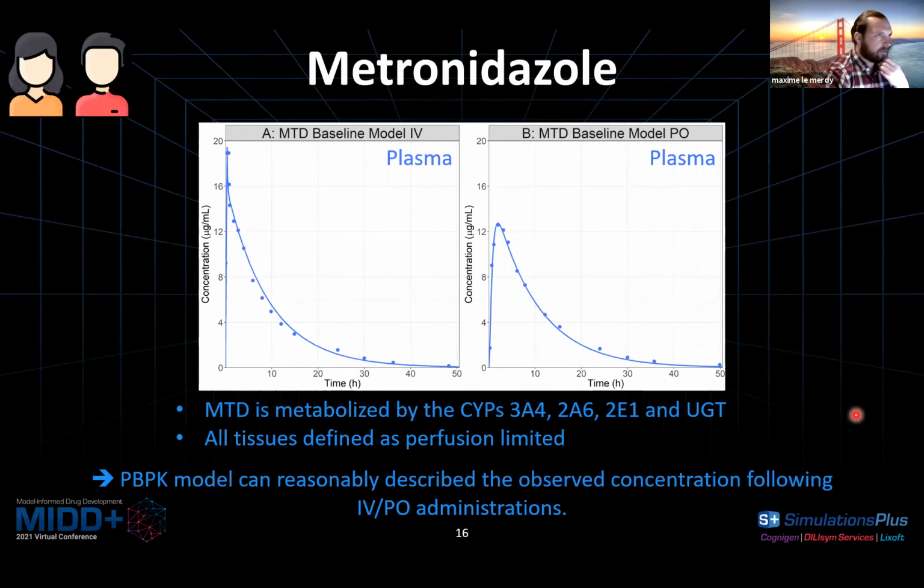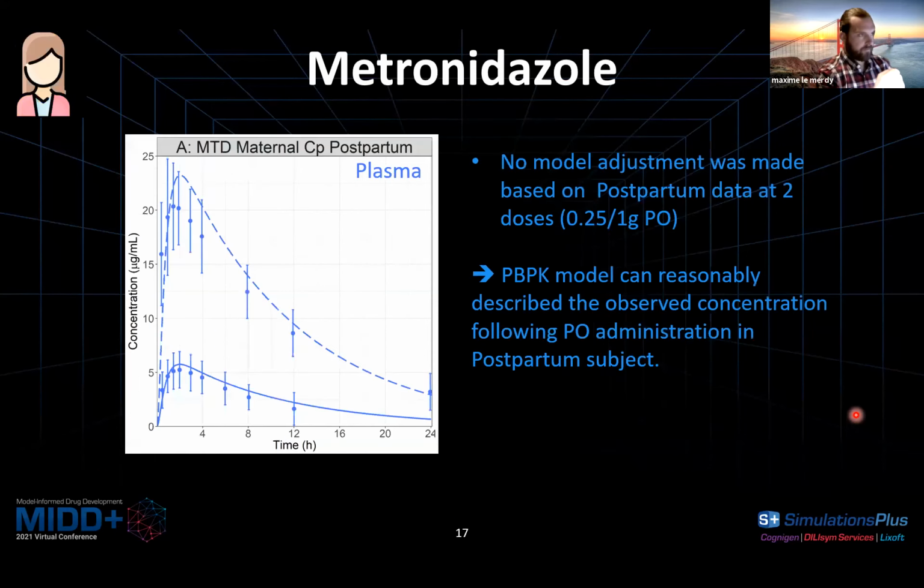In healthy subjects, and maybe what I should say first is that metronidazole is a drug that is metabolized by the cytochromes 3A4, 2A6, 2E1, and UGT. And we included those metabolisms in the PBPK model. And after doing that, the model could very, very well describe the PK in healthy subjects following both IV and PO administrations. So then we could move on to the postpartum subjects.